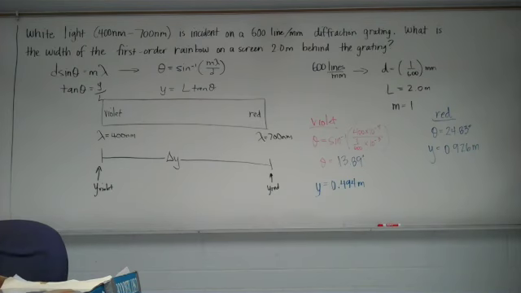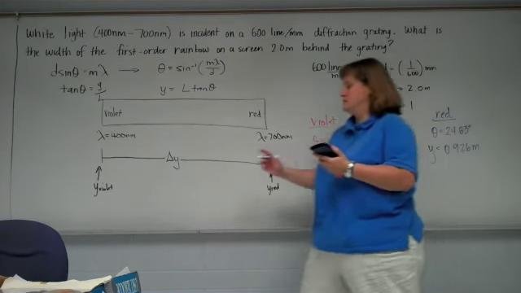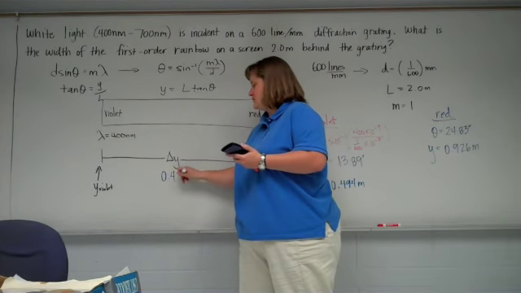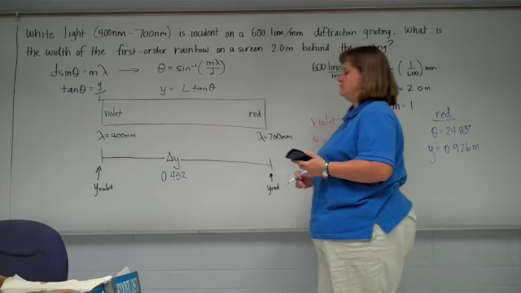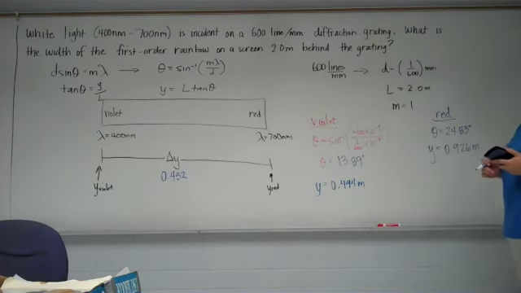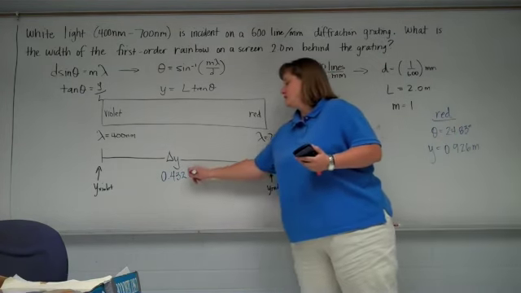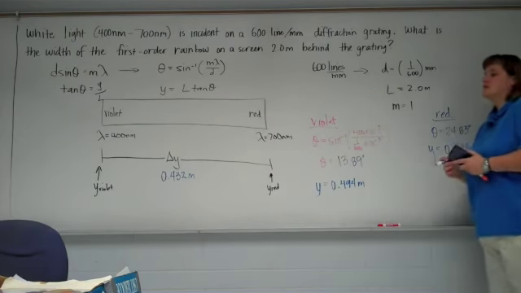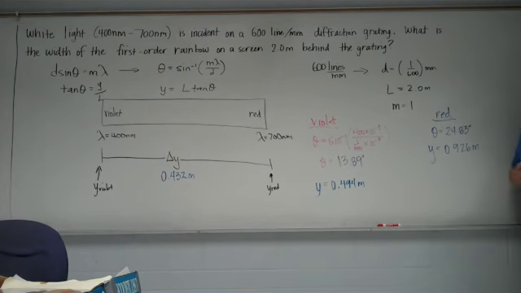So the width is 0.432 meters. So 43.2 centimeters wide is how big that particular rainbow will be.